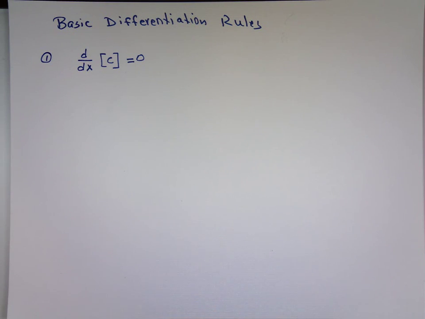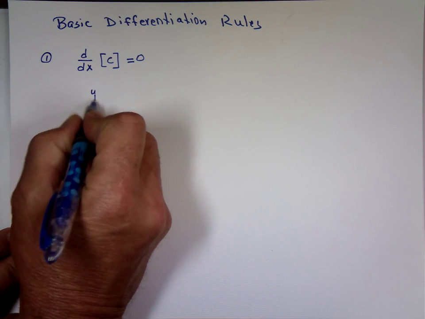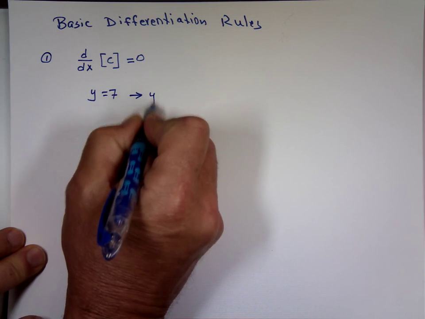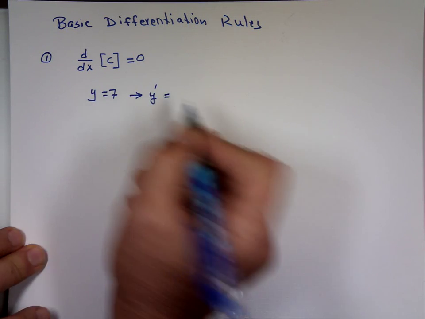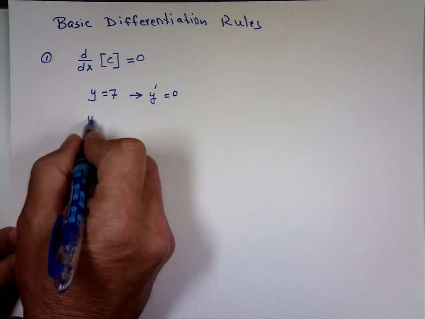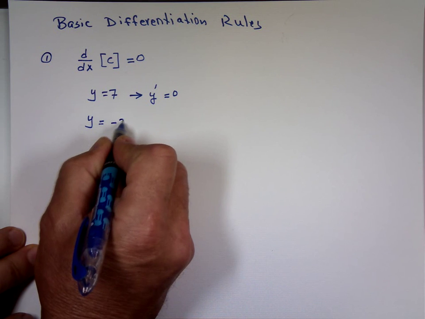The derivative of any constant is always 0. We can derive that using the 4-step process, but I'm not going to derive them. So if you have y equals 7, and I asked you what is y prime, what's the derivative of that? 0. Yes.